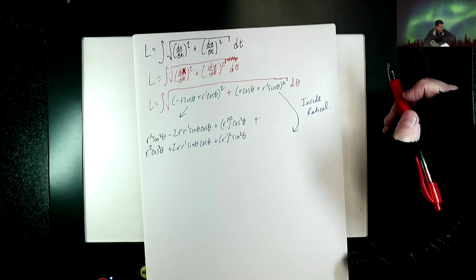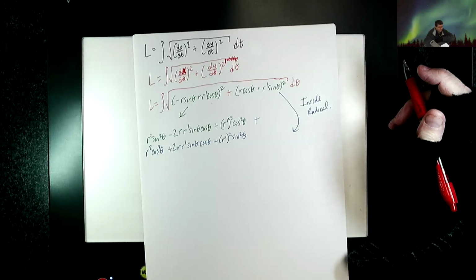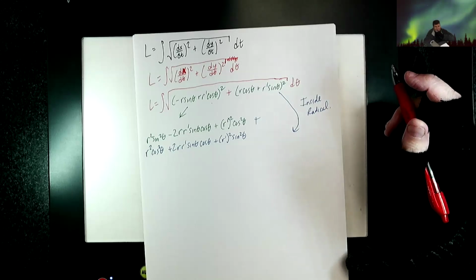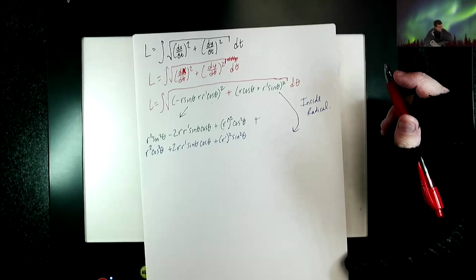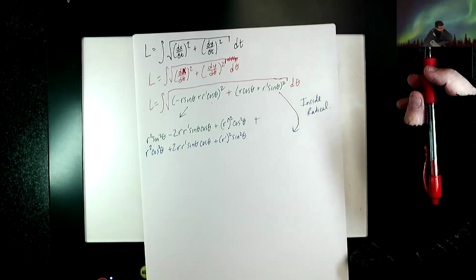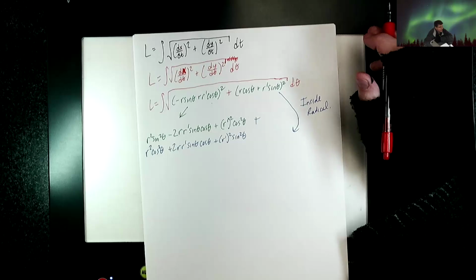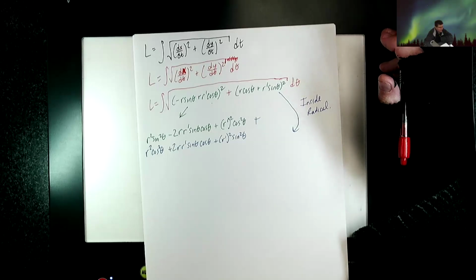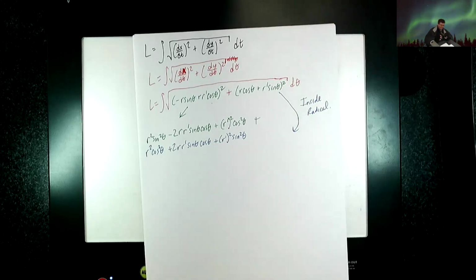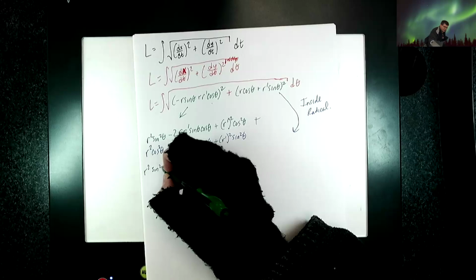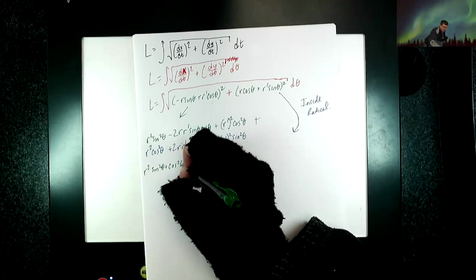Anything clean up here? If so, what? One of them is glaringly obvious. What's the easiest thing to spot here that cleans up? If that's the easiest one, let's do it. This has an r squared and then a sine squared and cosine squared. So I could factor out the r squared on that.